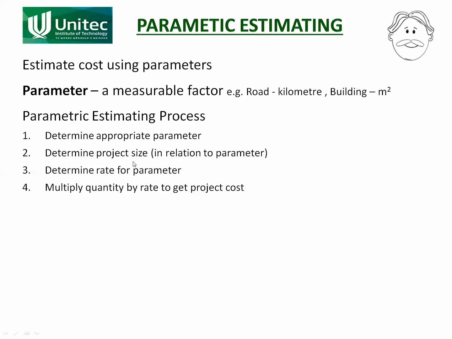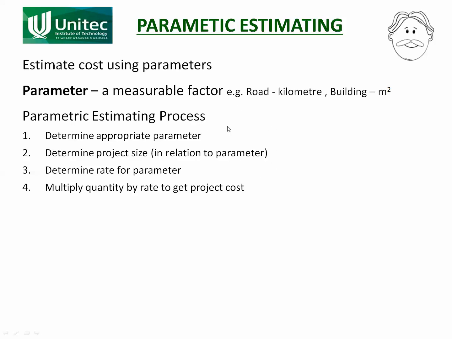Then you determine the project size. So you'd say this is a 2 kilometer long road. That gives us a quantity. And the last thing you need to do is to find out a rate for that particular parameter. So you say it costs about $1 million per kilometre of road to build, from my experience. And so you multiply the quantity, 2, by the rate, 1, to get the project cost. So that's if you're estimating a whole project.